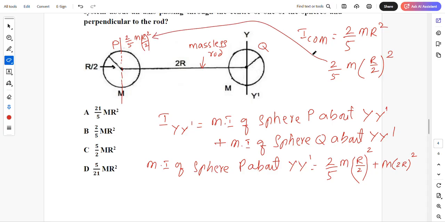Okay. In general, what is I com? For a sphere of radius r, that is 2 by 5 m r square. But radius is given as how much? R by 2. We have to write what? R by 2 the whole square. Hope you understood this one.